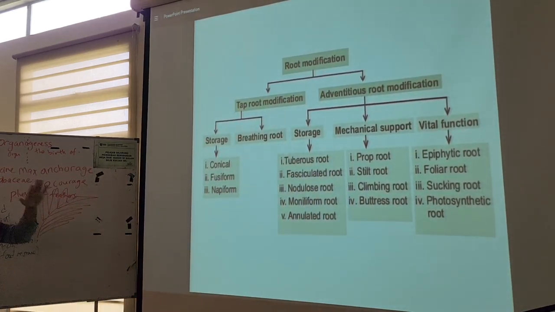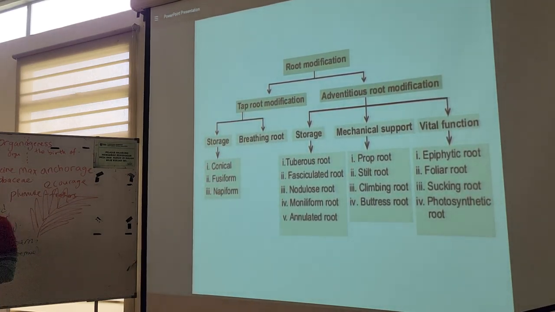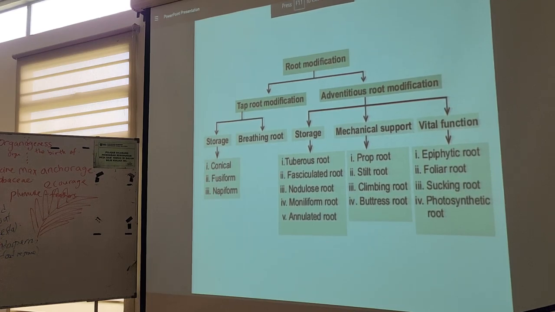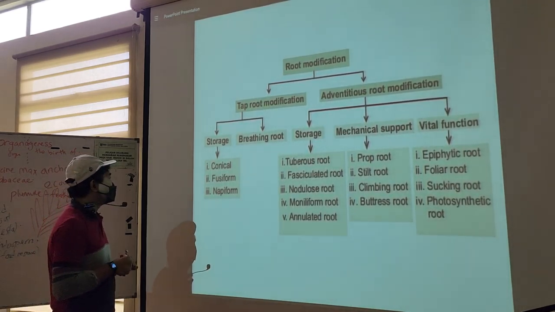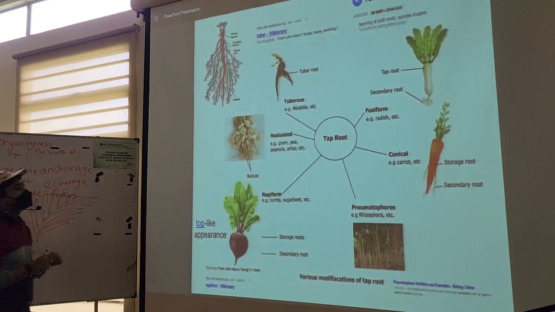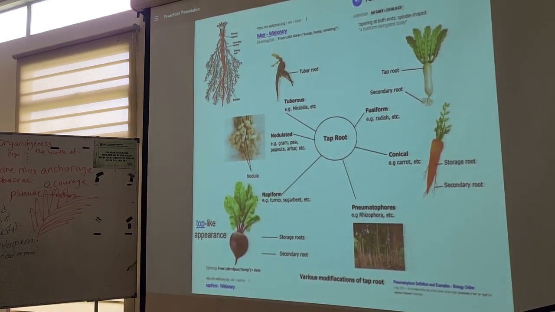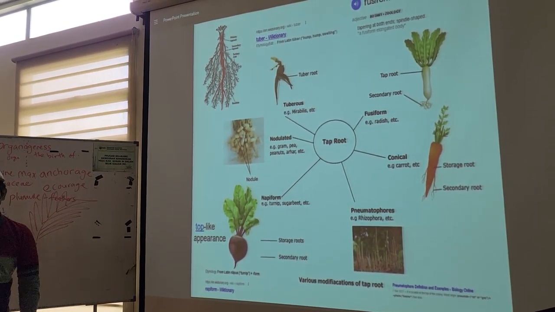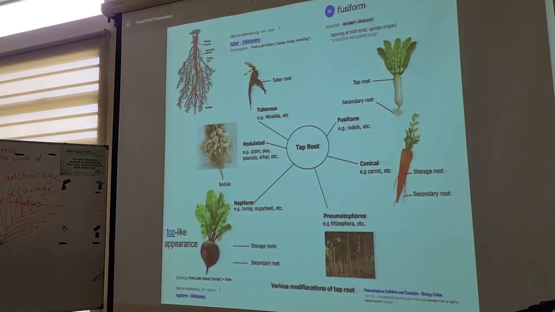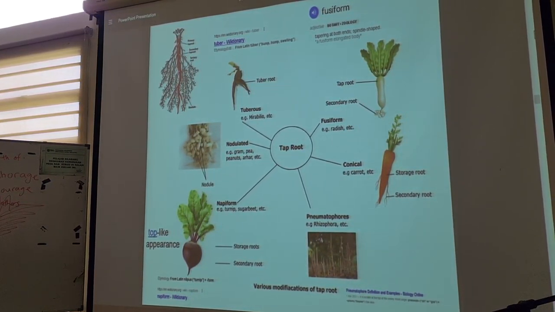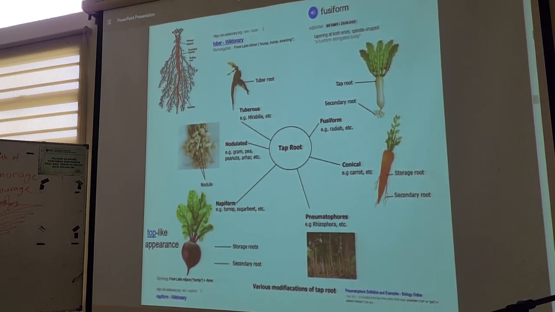Right. So we're going to have a look at each of these. If you have your glossary, I strongly advise you to get ready with that because you're going to learn many, many weird words. Okay, go. So let's see the taproot modifications. Meaning that the radicle that you saw just now gets bigger and then modifies itself to serve different functions. When it has modified itself, please remember, it doesn't mean that it is not doing the basic root functions anymore. It is still absorbing nutrients. It is still for anchorage, but now with an added function, the storage.